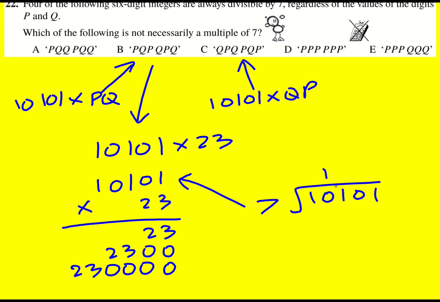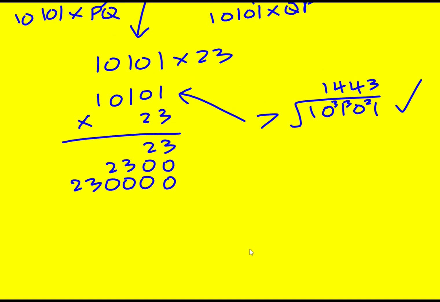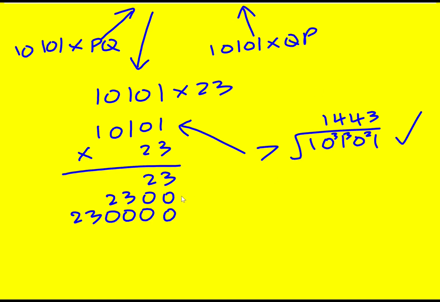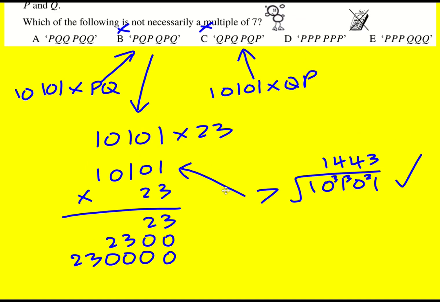So 7's into 10 go once, 7's into 31 go 4, remainder 3, then 4 again, 3. Yes, they do. So the answer is not going to be B and not going to be C. It might be worth also thinking about what else goes into 10101, because this is quite a special number that you do see from time to time. You can try and find the prime factorization of it and just be aware of it from here on. I'm not going to talk about that here. I'll leave that as an exercise.